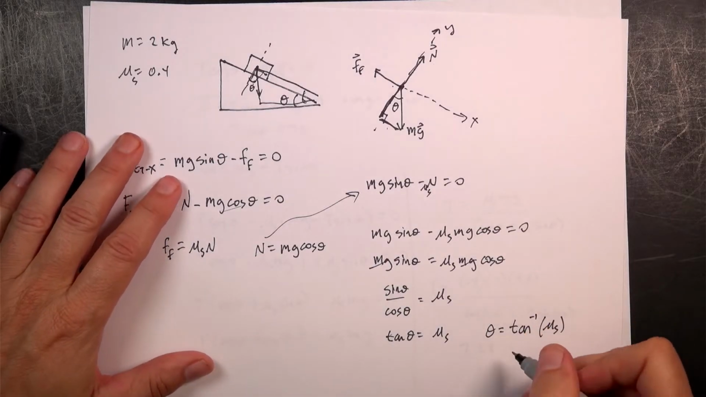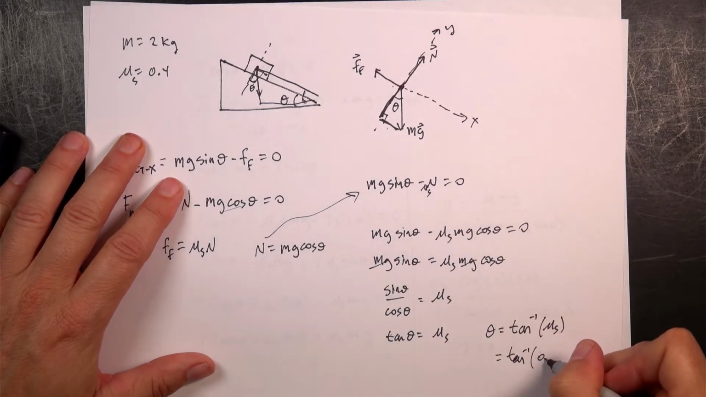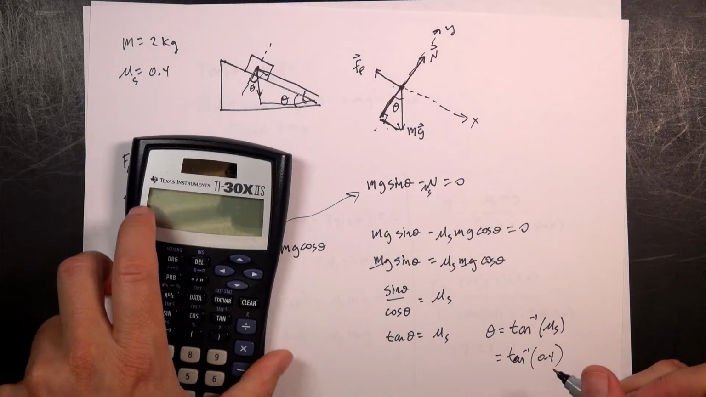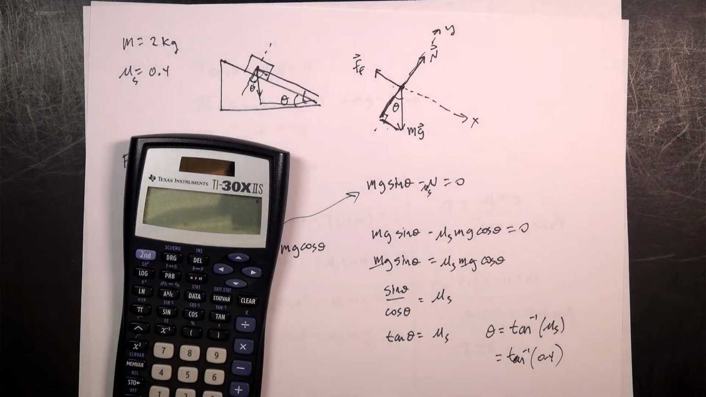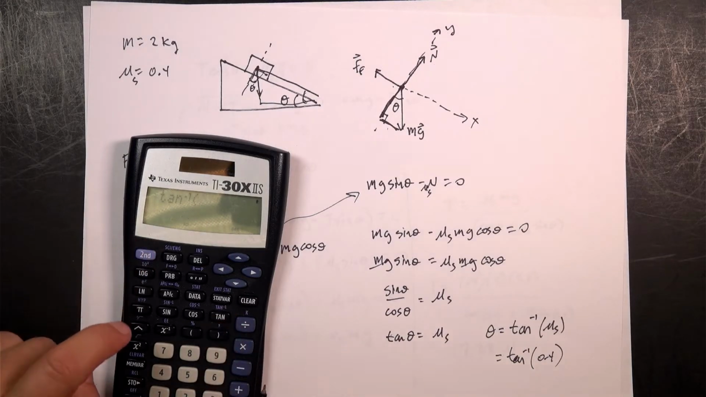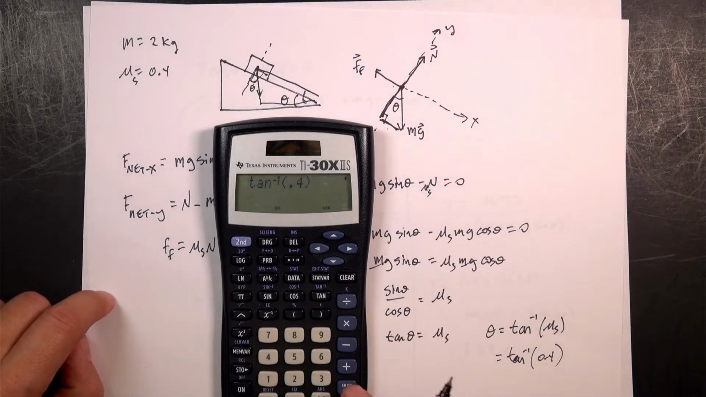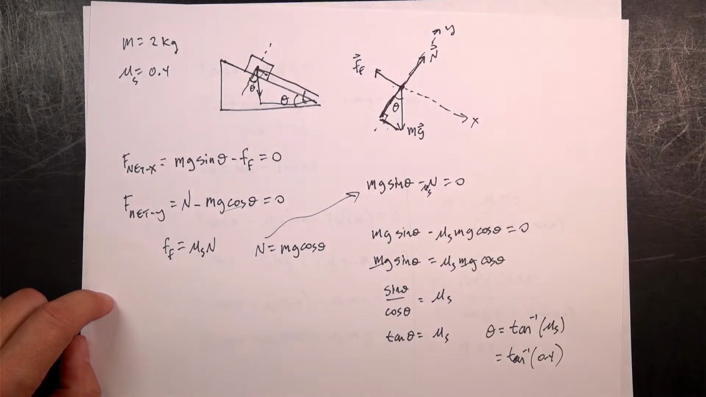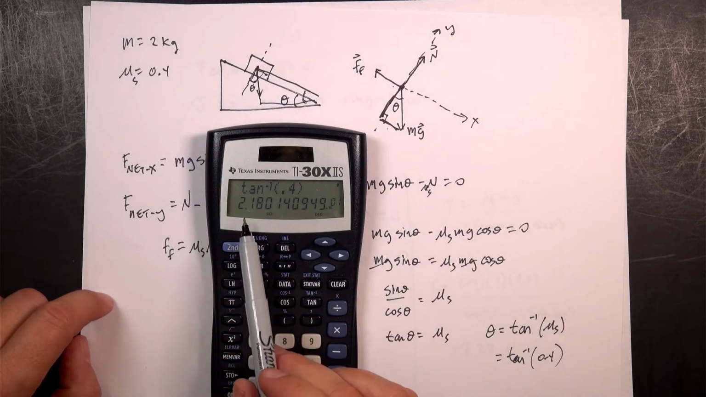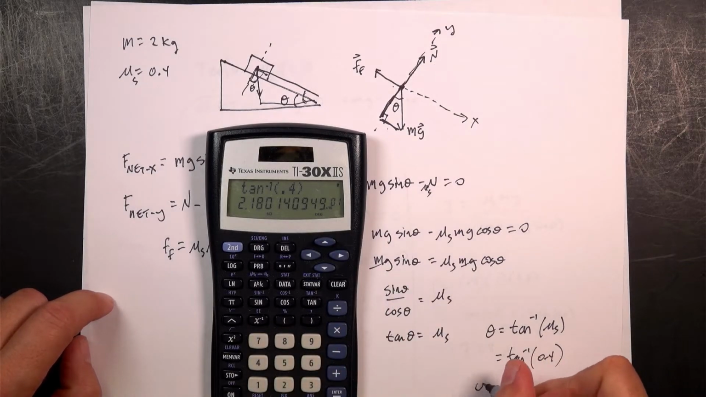So let's put in my values. It's going to be inverse tangent of 0.4, and now I can put it in my calculator. It's already in degrees, so I'm going to say tangent inverse 0.4. Can you see that? There you go, that's better. Close parentheses, enter. And I get 21.8. It says 2.18 times 10 to the first. So theta is 21.8 degrees.